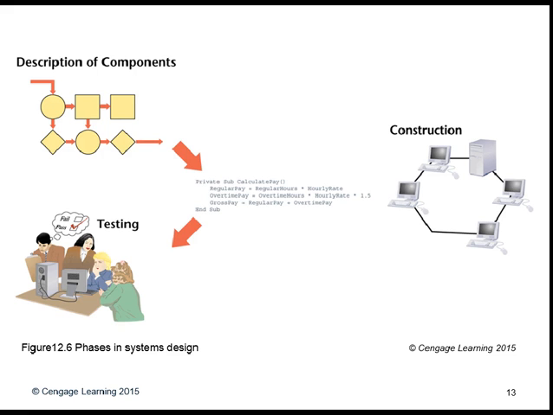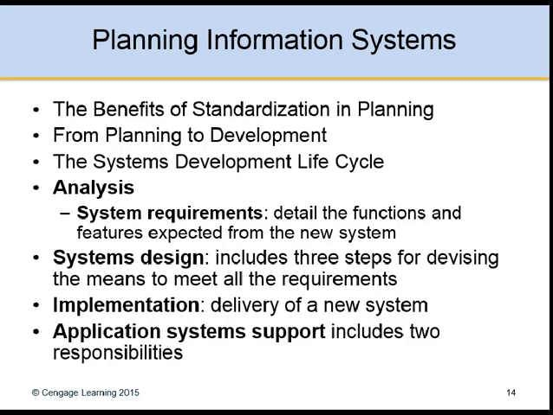Here we see the phases in systems design. You describe components, you construct them, and then you test them. Symbols are used to communicate ideas about data, processes, and information. Visual information can be grasped more quickly.